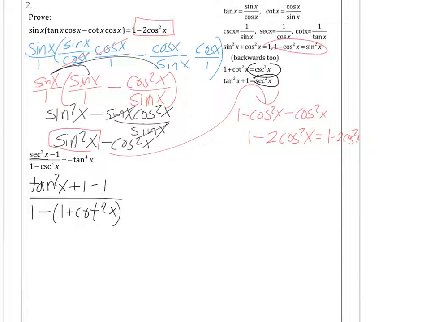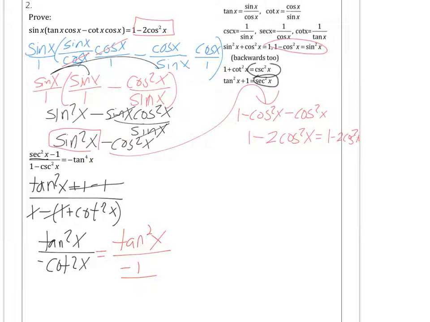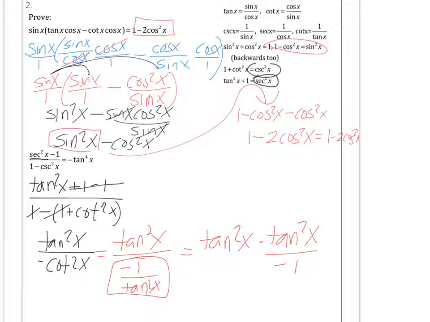Okay, I'm going to clean that up a little bit. Plus 1 minus 1 cancel out. I'm left with tangent squared x over negative cotangent squared x. The fastest way for us to work with this would be to rewrite this as tangent squared x over, and cotangent is the same as 1 over tangent. So that'd be negative 1 over tangent squared x, which is the same thing as tangent squared x multiplied by the reciprocal of the bottom, which is tangent squared x over negative 1.